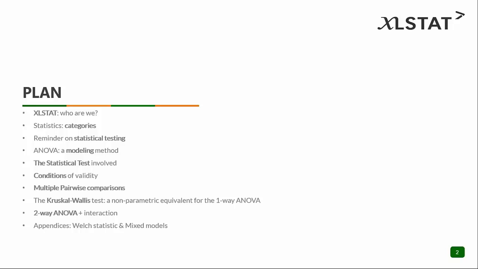Then I'll start talking about ANOVA, and I'll start talking about it as a modeling method, as we've seen in the previous webinar. Then I'll mention the statistical test that is involved in the ANOVA problems, before talking about conditions of validity and multiple pairwise comparisons. Then I will tell you about the Kruskal-Wallis test, which is a non-parametric equivalent for the one-way ANOVA. And at the end, I will conclude with the two-way ANOVA. So I will add another explanatory variable, and I'll talk about the two-way ANOVA and the interaction effect.